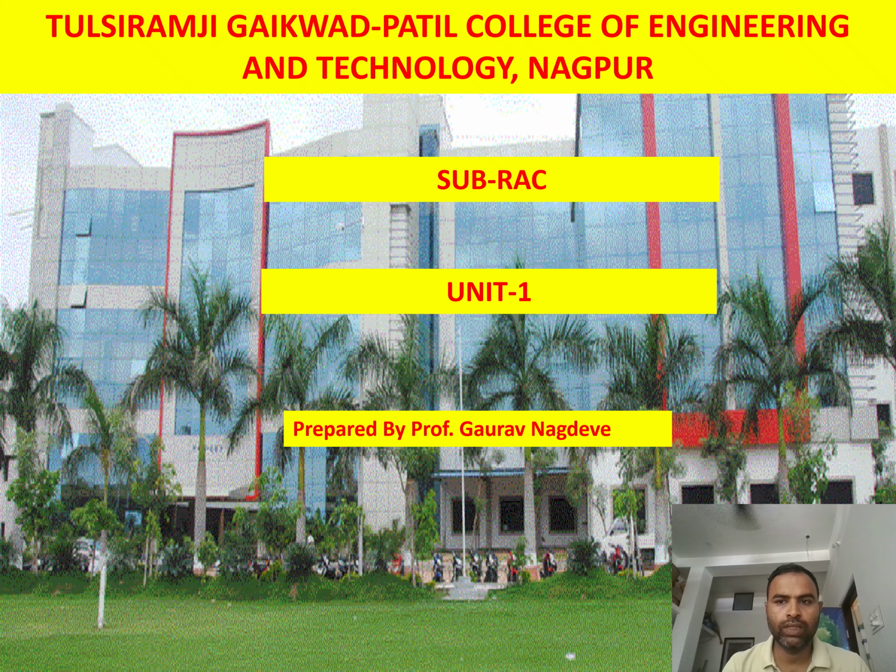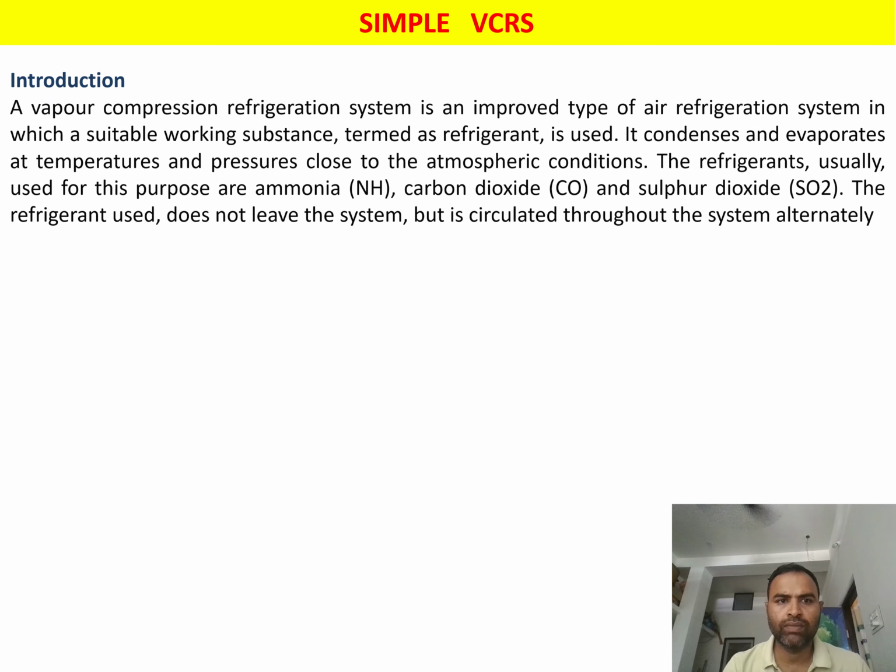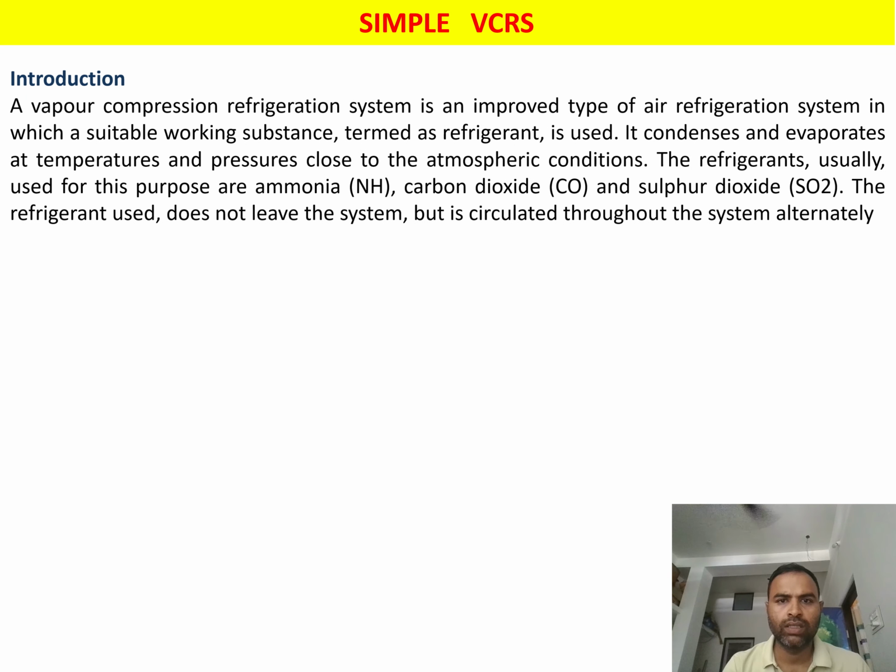Today's topic is vapor compression refrigeration system. That is simple VCRS. Simple VCRS system is an improved type of air refrigeration system in which a suitable working substance termed as refrigerant is used.